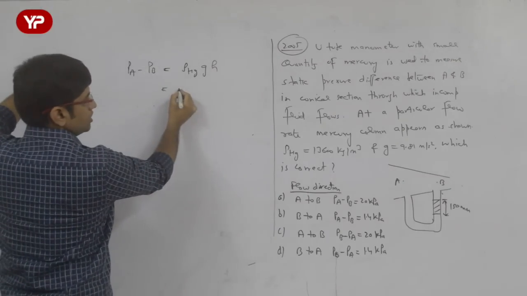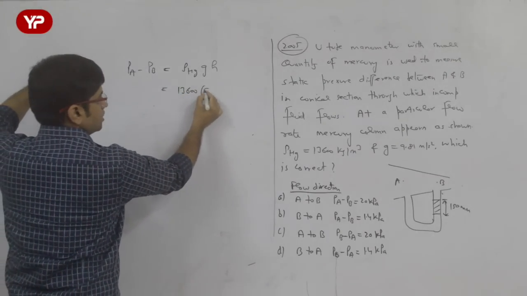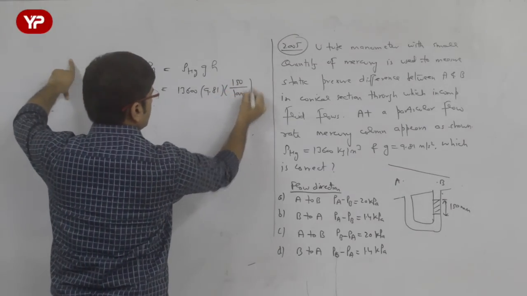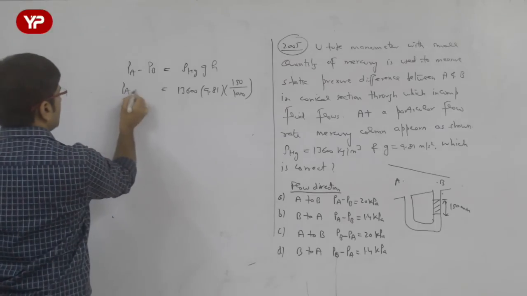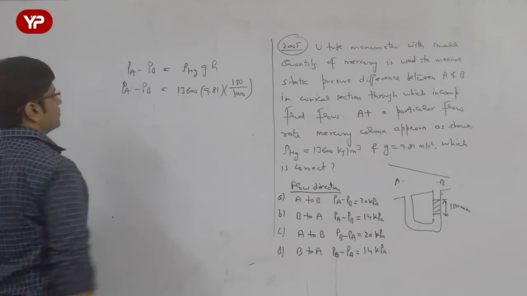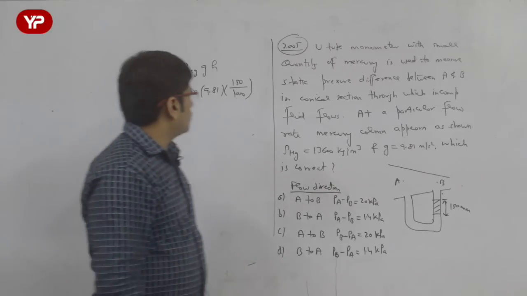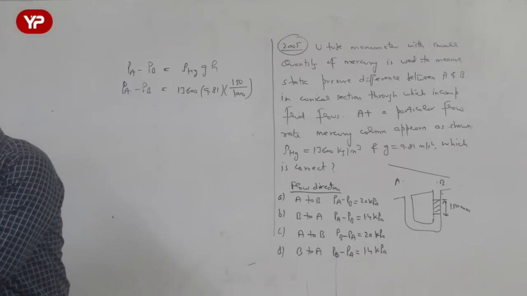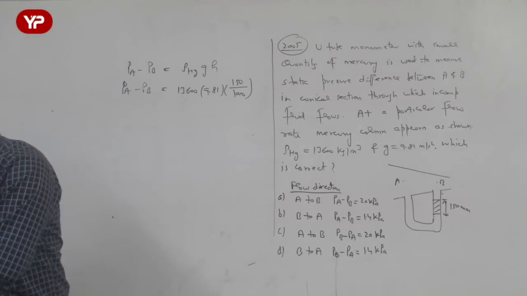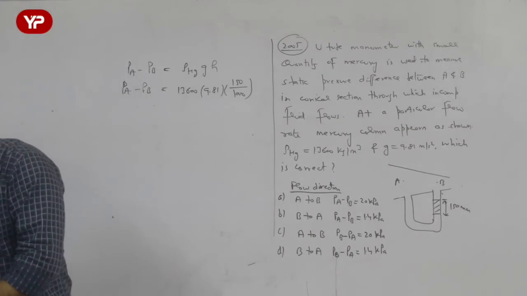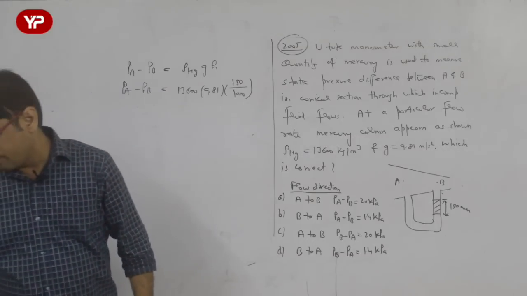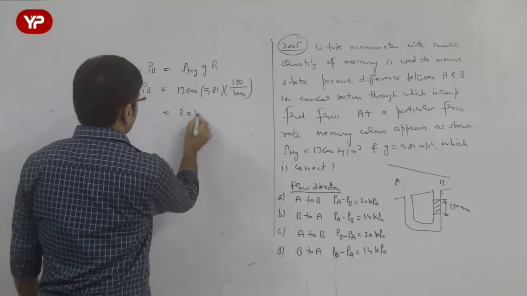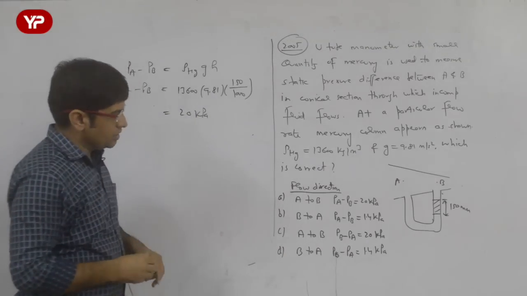Rho mercury is given as 13,600, g is 9.81, and h is 150 over 1000. If we put all the values here, PA minus PB is the value we have to calculate. Putting all values, we get PA minus PB equal to 20 kilopascal. That comes out to be 20 kilopascal approximately.